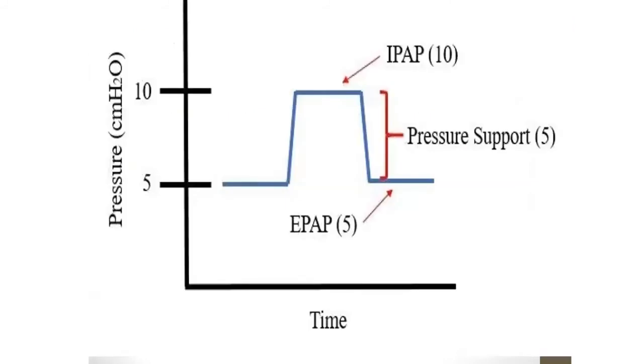Here's a diagram. You can see the pressure against time curve, and the EPAP, which is usually set in the initial setting at 5, almost acts as PEEP, and IPAP is what you set as 10, and the difference between these two is called pressure support, which you usually use to attain the required tidal volume.